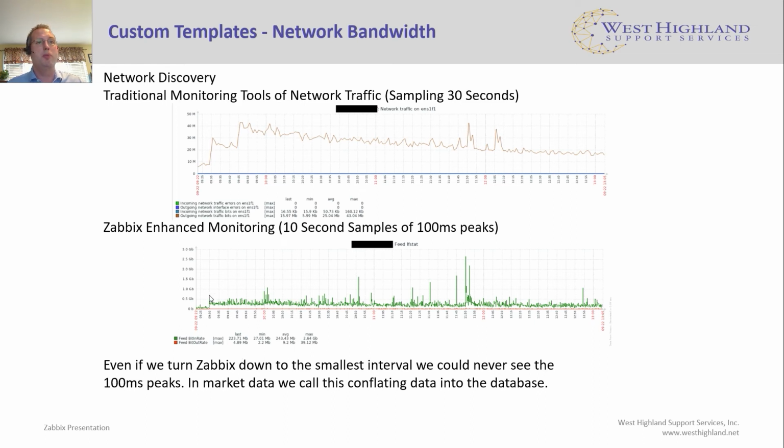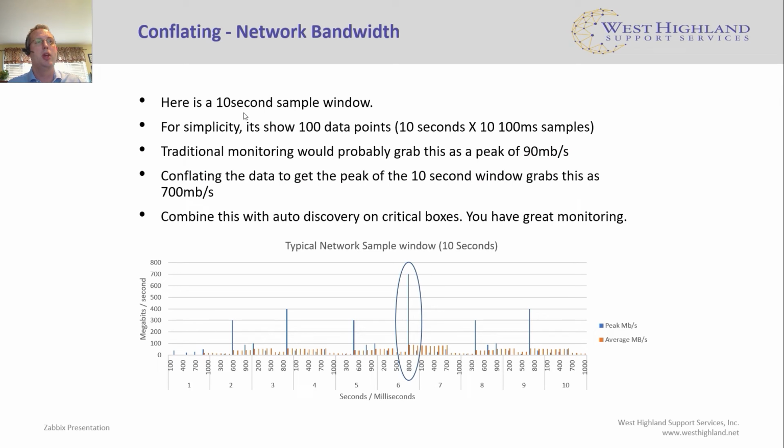The way we managed to handle this is we turned this into a conflated service, and I'm going to explain that a little more. Here's an example of a 10-second sample window. For simplicity, it shows 100 data points, 10 seconds at 100 millisecond samples. Traditional monitoring would probably grab a peak of about 90 megabits per second. Conflating the data to get the peak of the 10-second window grabs this as 700 megabits per second. This is not combined over the period, it's the peak.